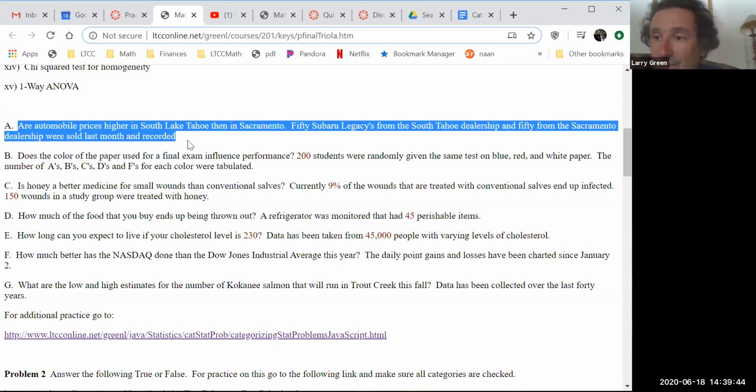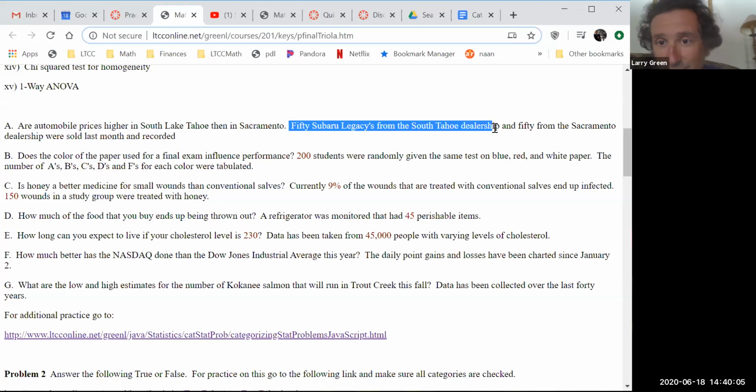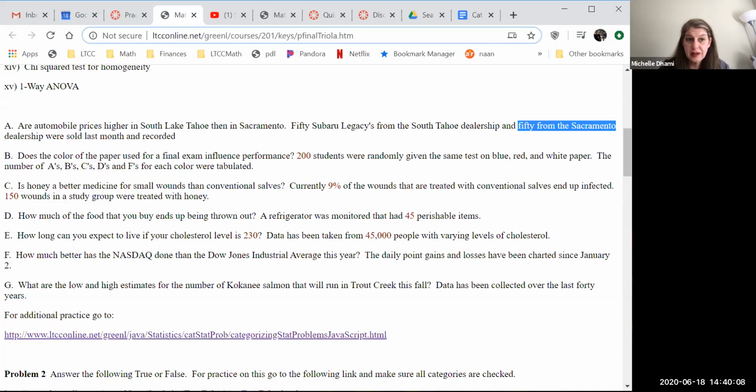Okay, next. How many samples are there? 50. Not what the sample size is. How many samples? One of the Subaru Legacy. Okay. Look again. 50 Subaru Legacies from South Tahoe and 50 from Sacramento. Okay. How many samples are there? 100. How many groups are you looking at, Michelle? 2. So there's 2 samples. So don't get confused between samples and sample size. Those are different things. So there's 2 samples.